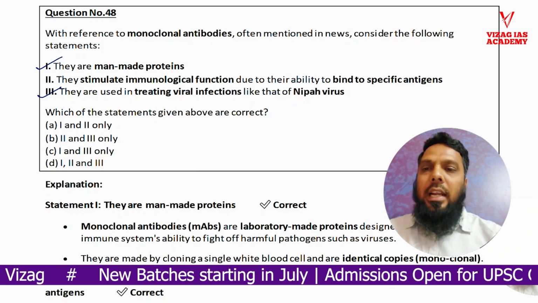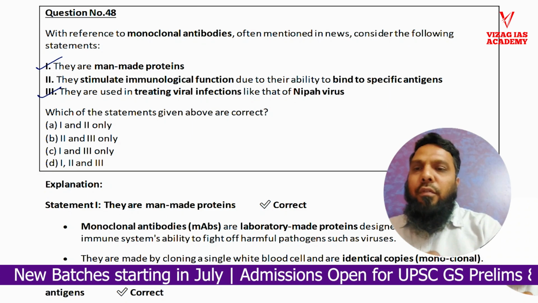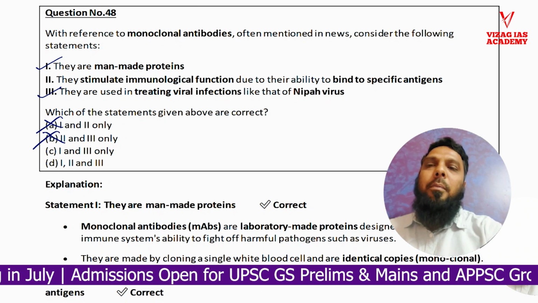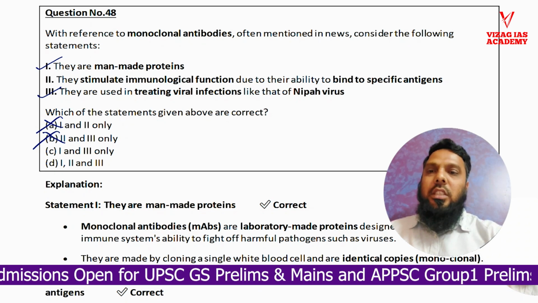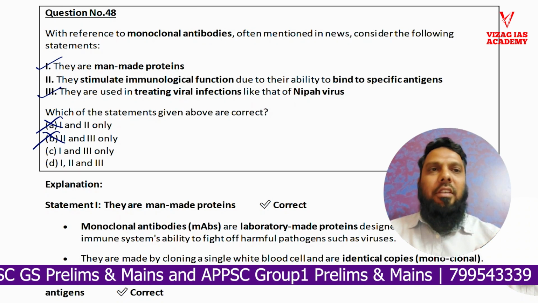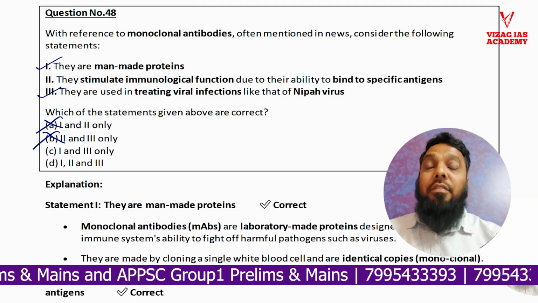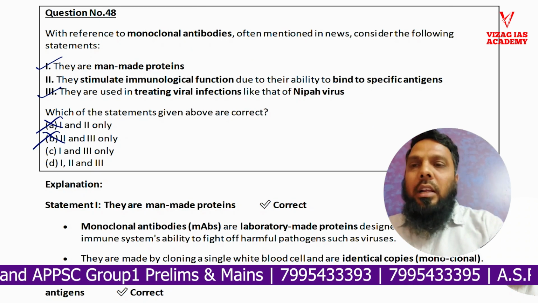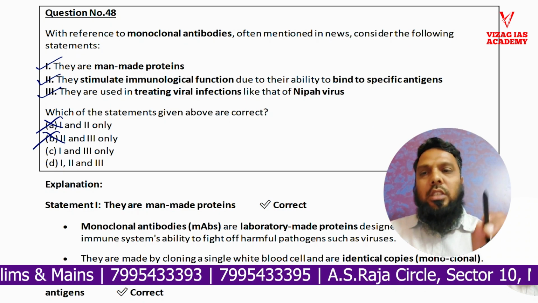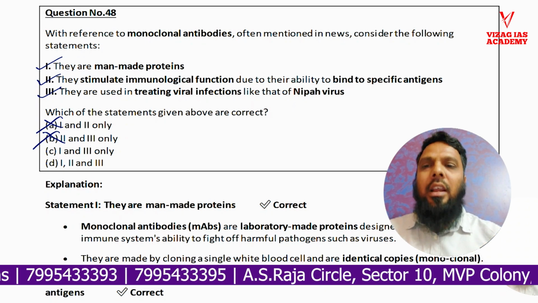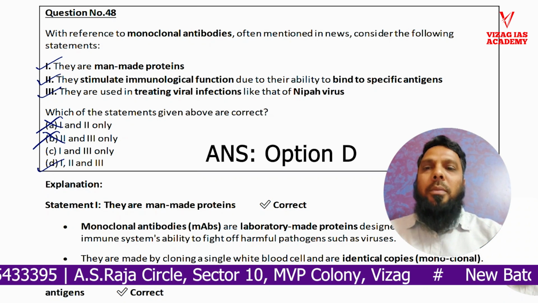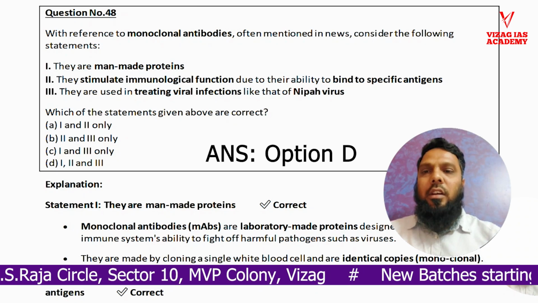So the first statement is right, and the third statement is right. So surely we can eliminate option A because there is no mention of the third statement. We can eliminate option B because there is no mention of the first statement, right? Now we have options C and D. Whenever we are left with two options, we should definitely attempt that question, right? Because there are 50-50 chances of getting it correct. Now, the second statement, that they stimulate immunological function due to their ability to bind to specific antigens, is also right. Right, the second statement is also right, which brings us to option D, that is, all three statements are right. So option D is the right answer for this question.